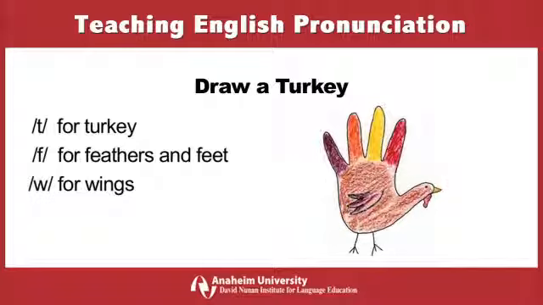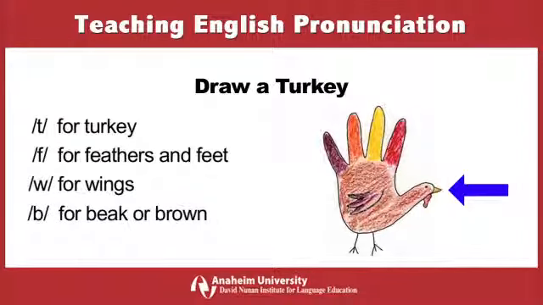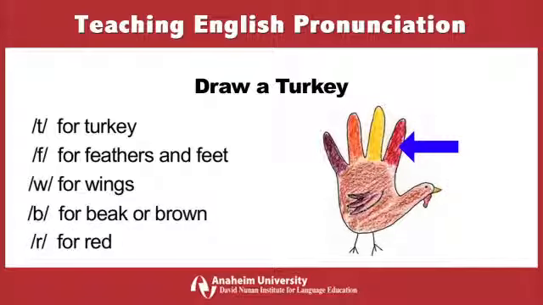Next, you can have the b sound, and that could be used for the beak. You could also use the b sound to introduce the colours, brown, for example. And speaking of colours, you can also look at the sound of r, which begins the word red.